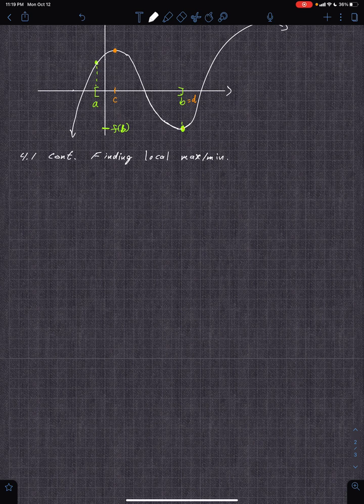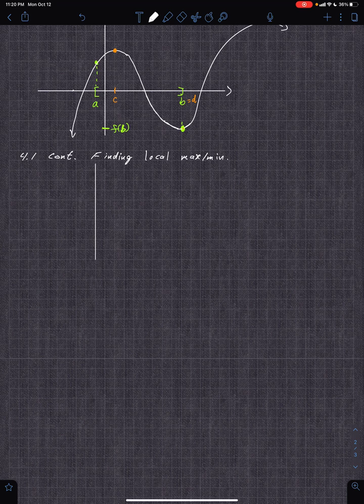4.1 continued, finding local maxes and mins. So basically what we want to be able to do is look at a function. We know what they look like, basically. It's one that has a peak and a valley or whatever. But it may not be smooth. Maybe a corner or maybe a cusp.